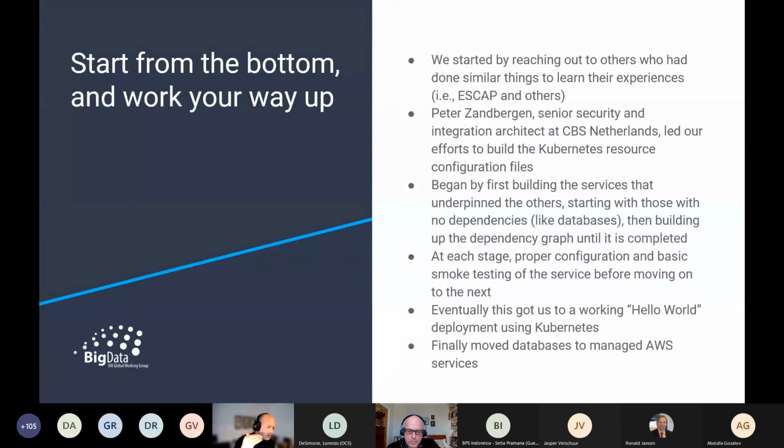So that was the iterative approach that we took. And through that, we would configure each of these deployment files. And eventually, about a month later, Peter got to a point where he had a hello world deployment of .stat on his local machine.